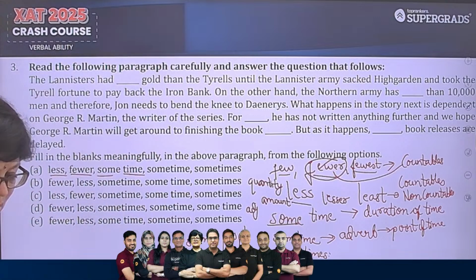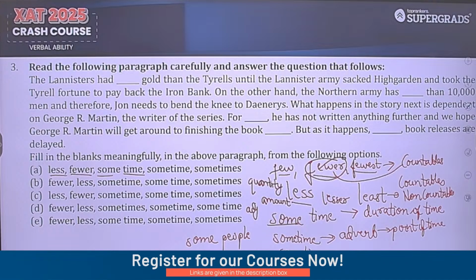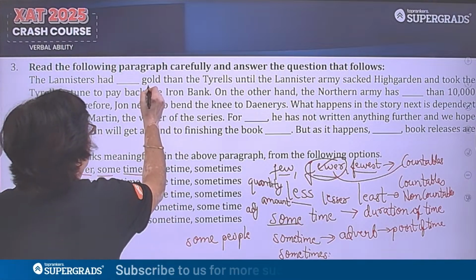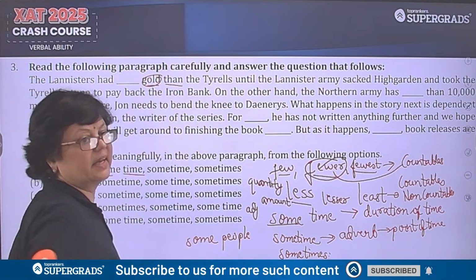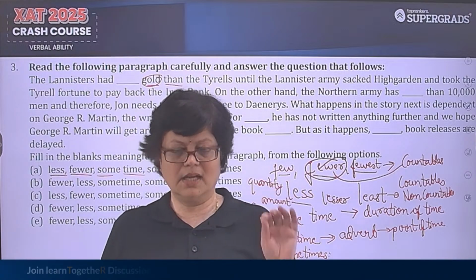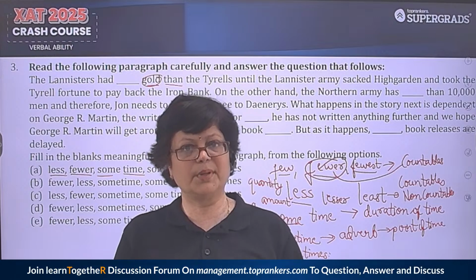So now, what could be the answer? Once again, let's go back to the first sentence: the Lannisters had dash gold than the Tyrells. Now there is a comparison, than the Tyrells. Now what does gold signify? Gold is a noun. What kind of noun? It is a material noun. It is uncountable, right?